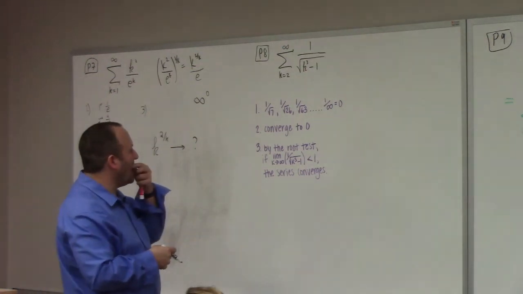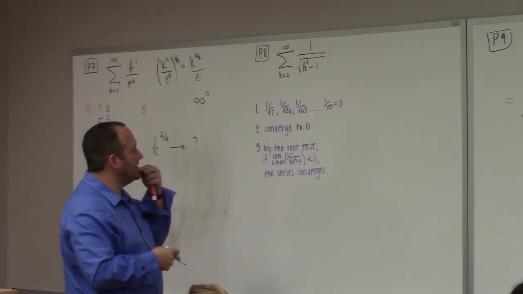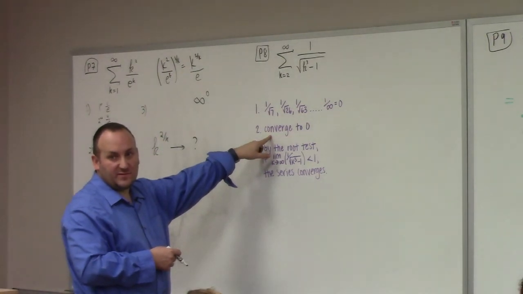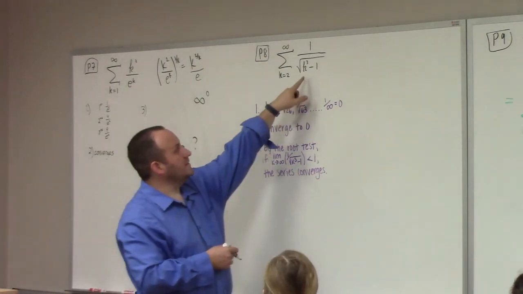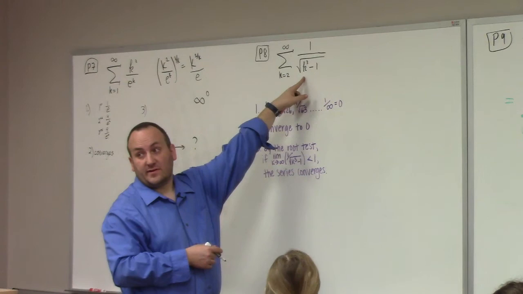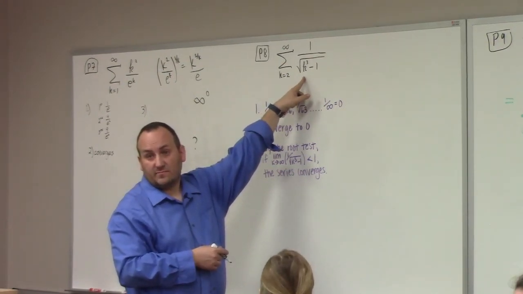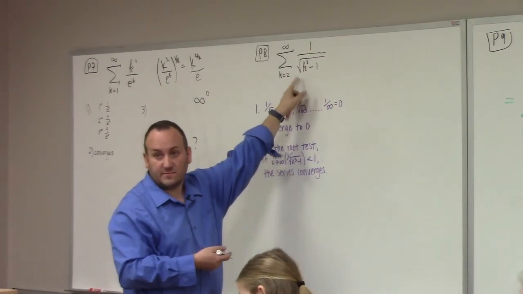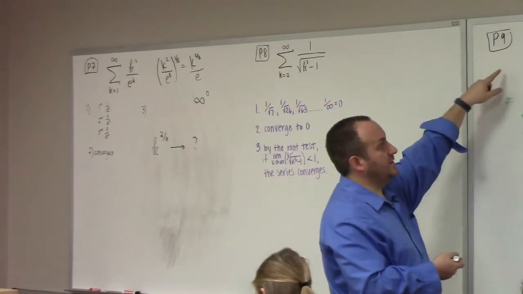Problem 8. The term converging to 0, again, that doesn't matter. If the term goes to 0, that just tells you it might converge. This is not enough. This is like the p equals 3/2 series. So I'm pretty sure you could use limit comparison with, say, p equals 3/2 and get that this converges. I would say limit comparison with p equals 3/2.